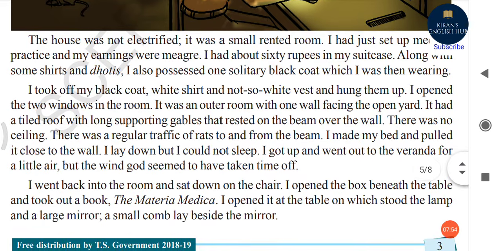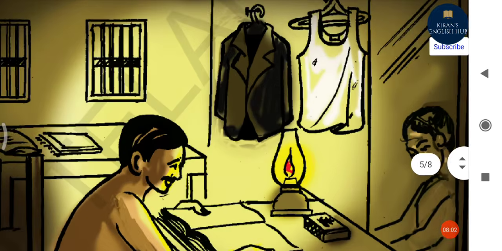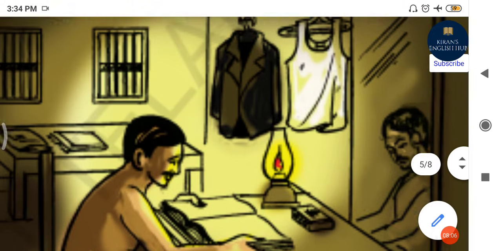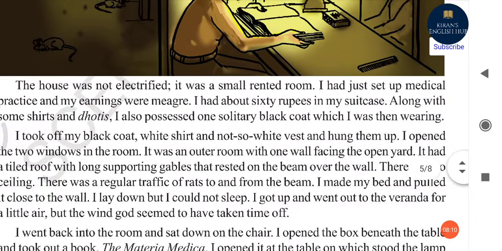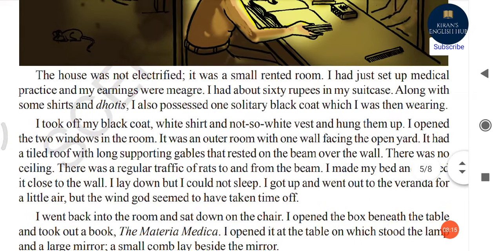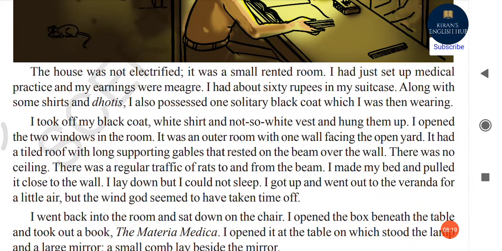So I took off my black coat, white shirt, and not-so-white vest. White vest, you can see here on the screen. This is the white vest, like we call it banyan in Telugu. So he had taken off his coat, his shirt, and the white vest, which is not that white, and hung them up.